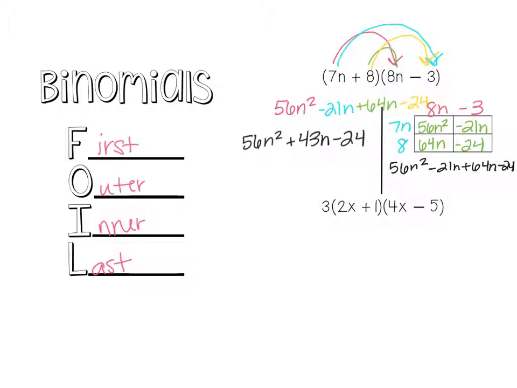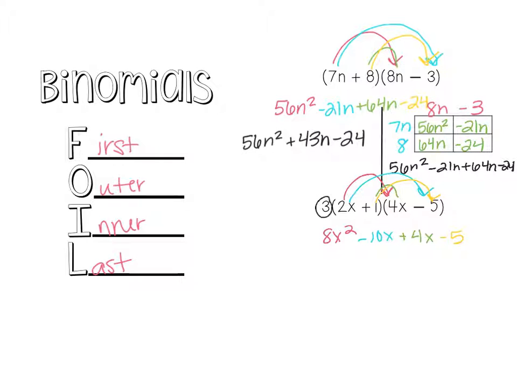In the next example, we're just going to use the FOIL method. So we're going to multiply the first terms. So that becomes 8x squared. Then the outer terms. So that's negative 10x. The inner terms, which is positive 4x. And the last terms, which is negative 5.